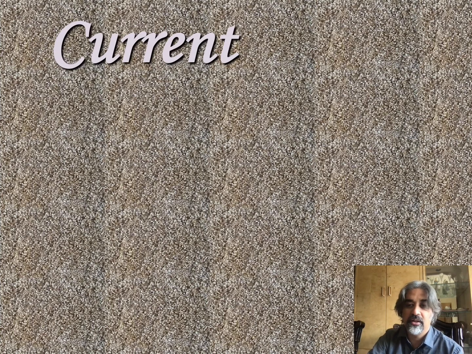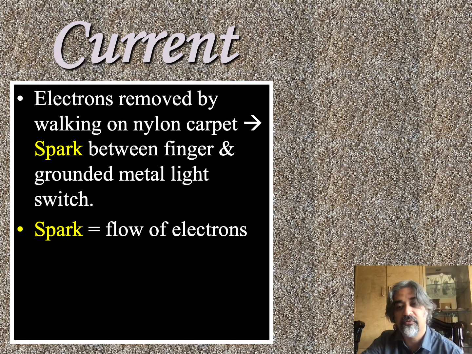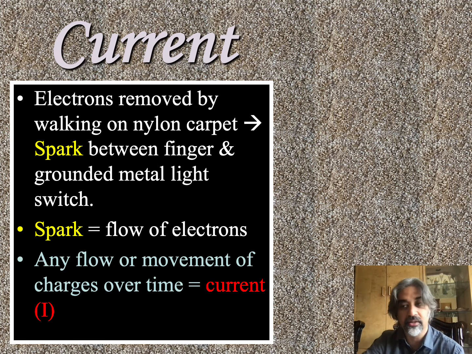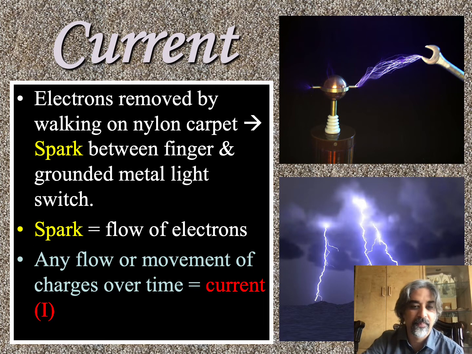Another similar example occurs when electrons are removed by walking on a nylon carpet on a dry day and then dispersed through a spark to a metal light switch. The spark is the flow of electrons, negative charges, from your body to the grounded metal plate. Any flow or movement of charges over time is called current, which is measured in amps or amperes. And 1 amp is 1 coulomb per second. So here's a couple of examples of charge moving, which is, as we defined, current.